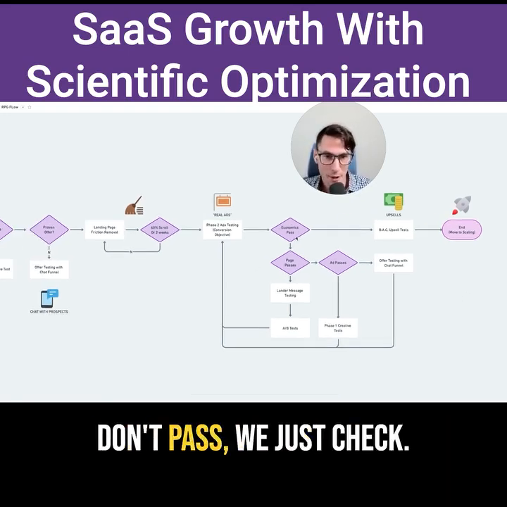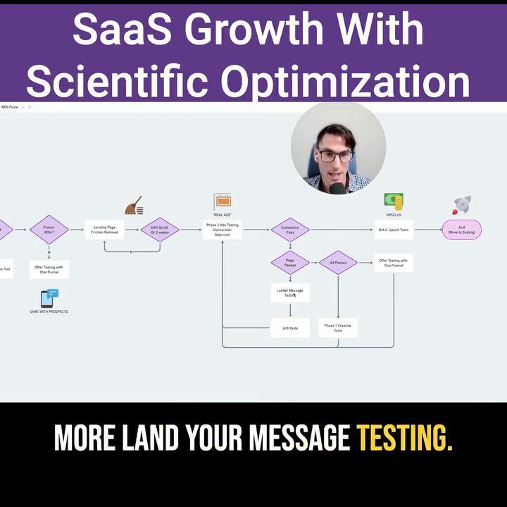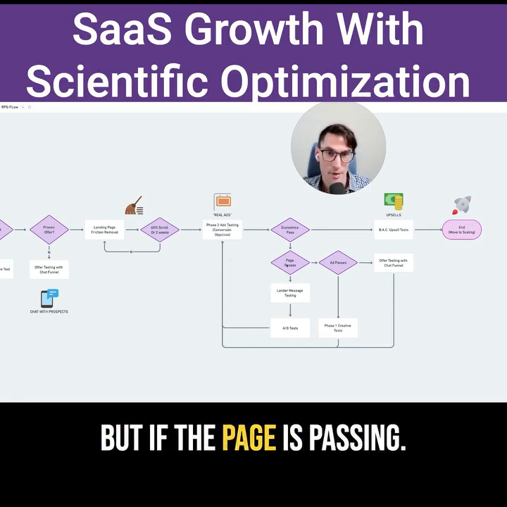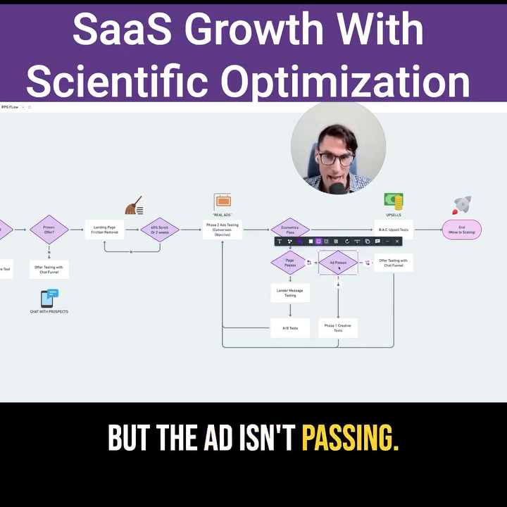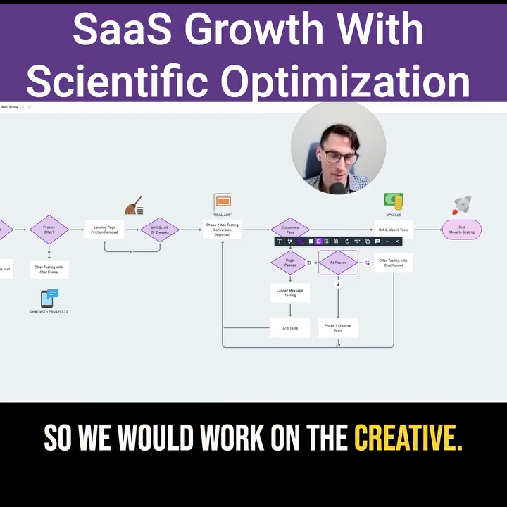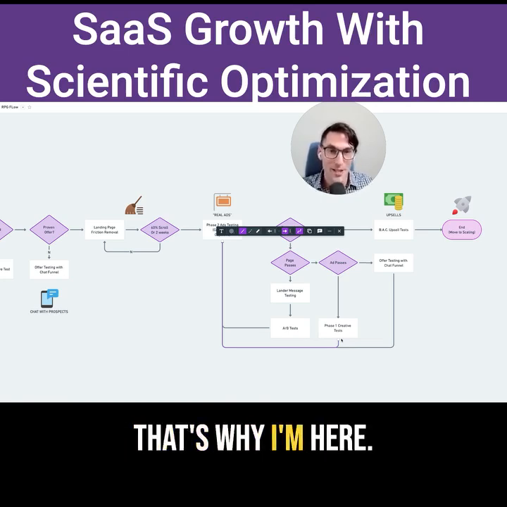Now, if the economics don't pass, we just check. If it's the page, all right, we're going to do some more lander message testing, and we'll do some A/B tests, fix the page so that the page works. But if the page is passing but the ad isn't passing, okay, it's almost always the creative. So we would work on the creative. And this is why I'm here. You don't worry about trying to sort this out on your own. That's why I'm here. I'll guide you through this.